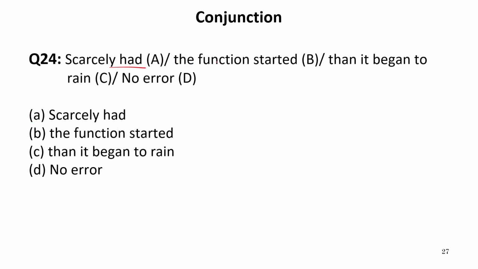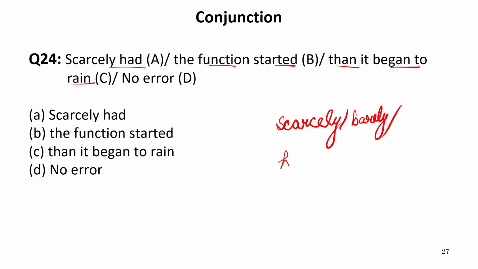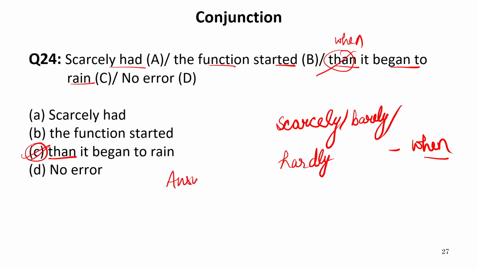Scarcely had the function started, then it began to rain. In this sentence, we have used the word scarcely. Whenever a sentence begins with scarcely, barely, or hardly, we have to use the rule of inversion, as I have told you earlier as well. And these are the words which are always paired with the conjunction when. So this then is incorrect. It should be replaced with when. Therefore, the error is in part C, where this then has to be replaced with when. So our answer is C.